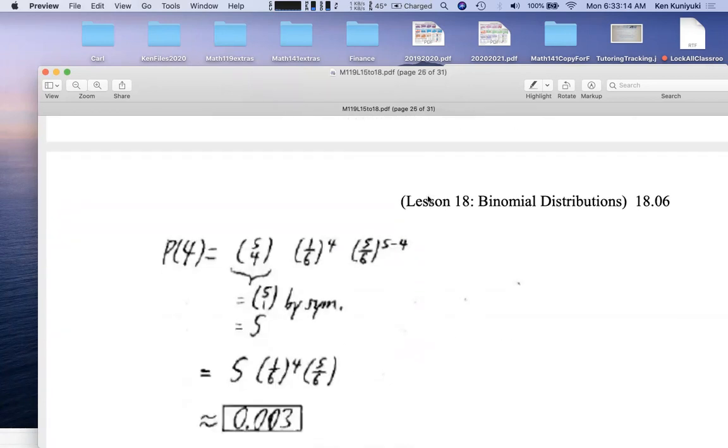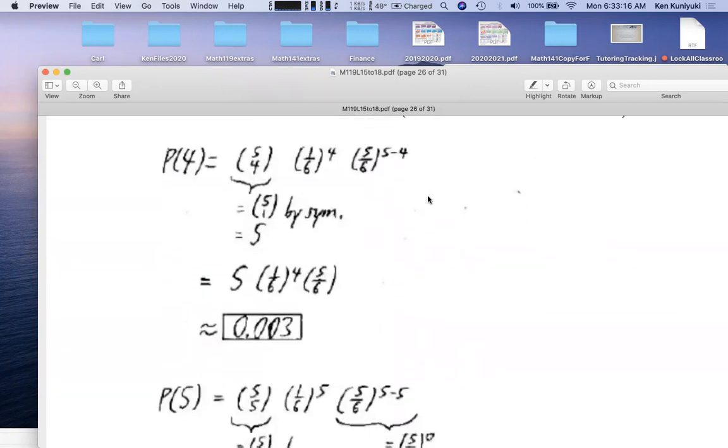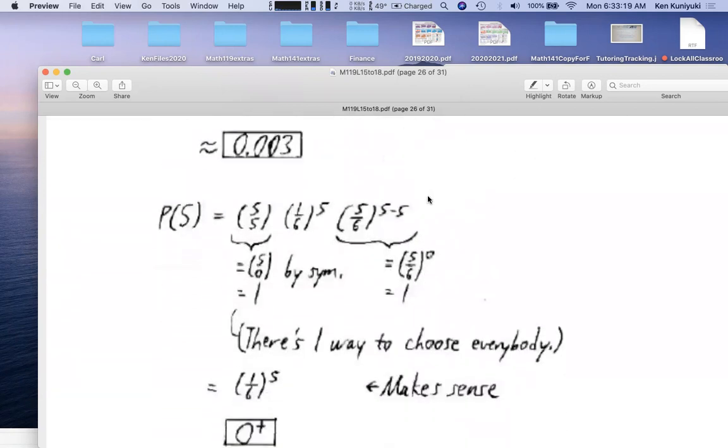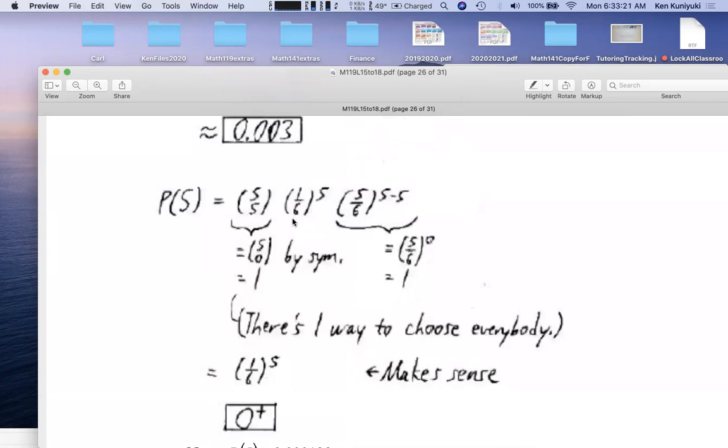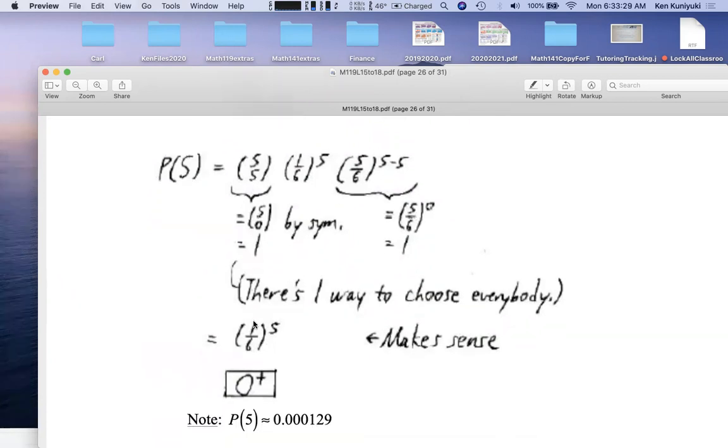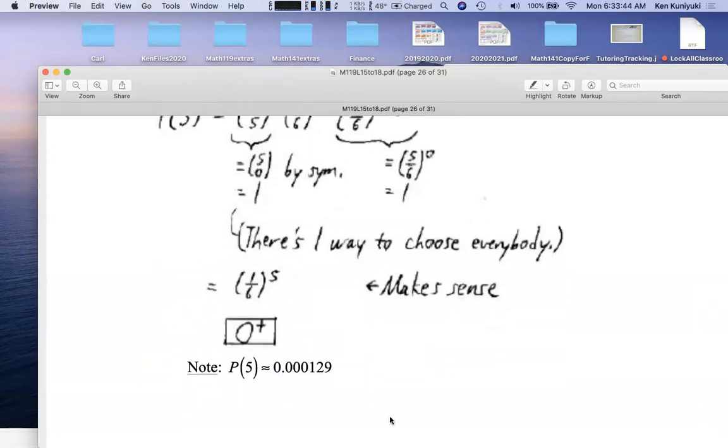P of 4 is smaller. P of 5 is very, very tiny because you have, for example, 1/6 to the 5th over here, which is teeny tiny. 5/6 to the 0 is 1. 5 choose 5 is 1. So it's basically 1/6 to the 5th. The probability of getting 5 questions correct, success probability of 1/6 for each question, 1/6 times 1/6 times 1/6 times 1/6 times 1/6, it's almost 0. So that's how you calculate the probabilities.